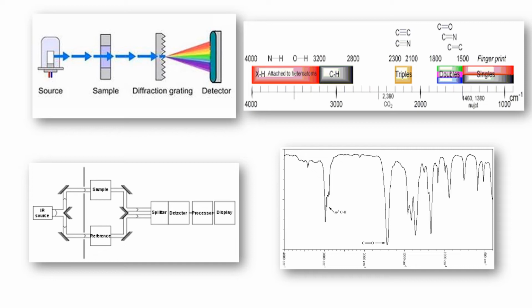From 1500 to 1800 cm power minus 1, there are functional vibrations. C double bond C, C double bond N, and C double bond O vibrations are recorded here. Triple bond vibrations can be detected from 2100 to 2300. About 2800 is the CH vibrations, and above 3200 are the water molecule vibrations, called OH vibrations, which are recorded in the spectra.